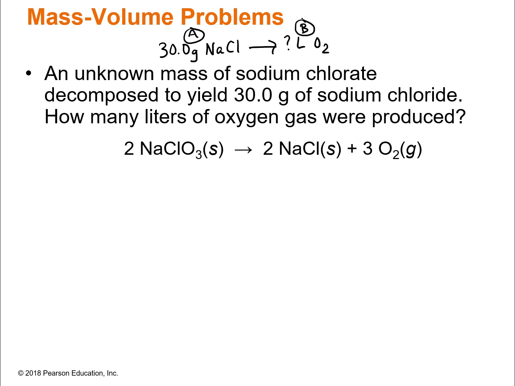The sodium chloride is your A. The liters of oxygen gas, that's your B. Try setting this up. I'll give you 5 minutes, and then I'll come in and start setting up the problem. But use that generic, grams of A to liters of B that I gave you to try setting up the problem.